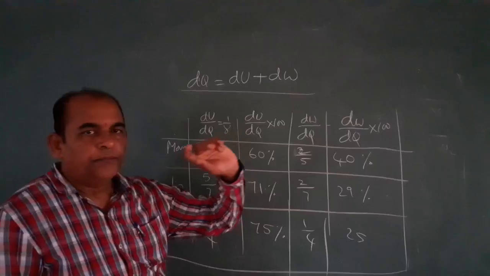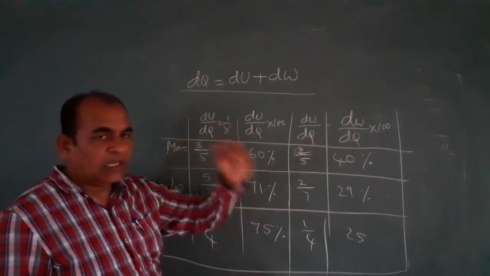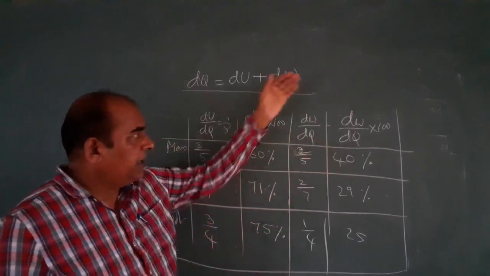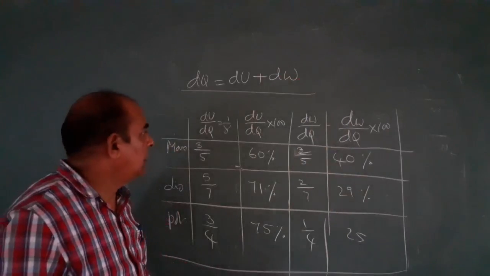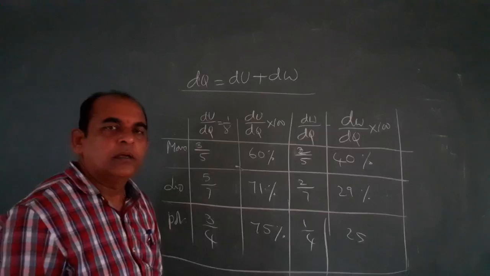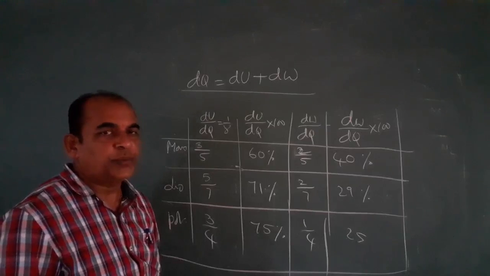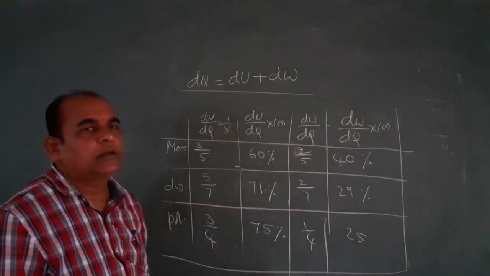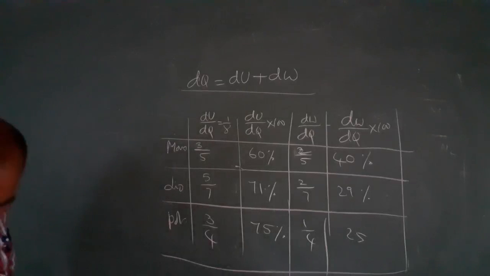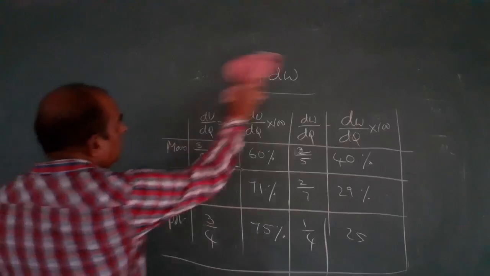And if you know the gamma values already represented in the last table, then adiabatic process problems also we can do easily. We can do the problems on adiabatic process.